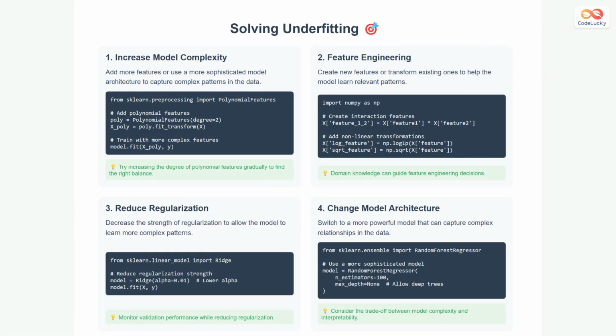Let's explore solutions for underfitting. The first solution is to increase model complexity. Add more features or use a more sophisticated model architecture to capture complex patterns in the data.